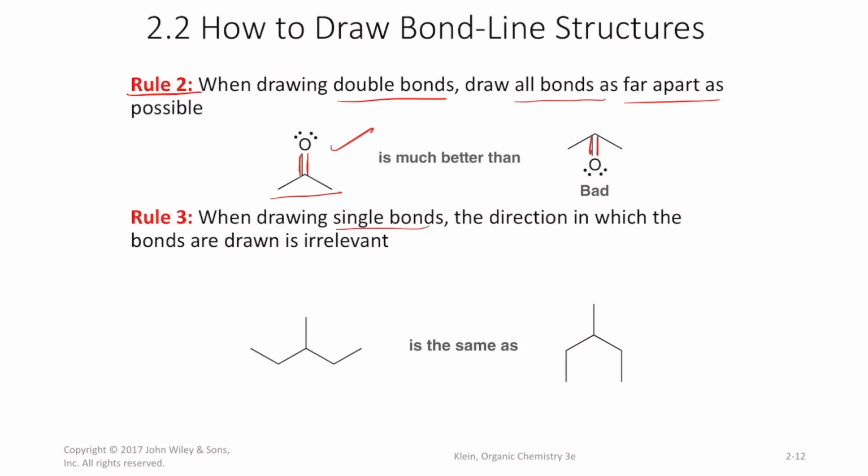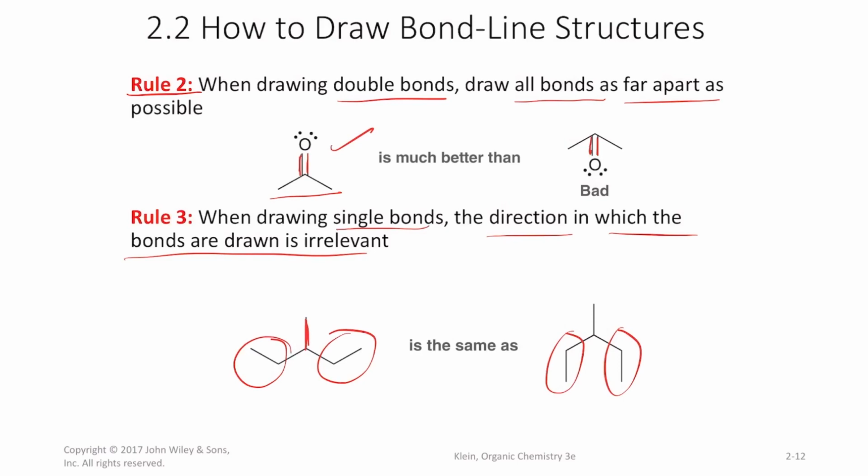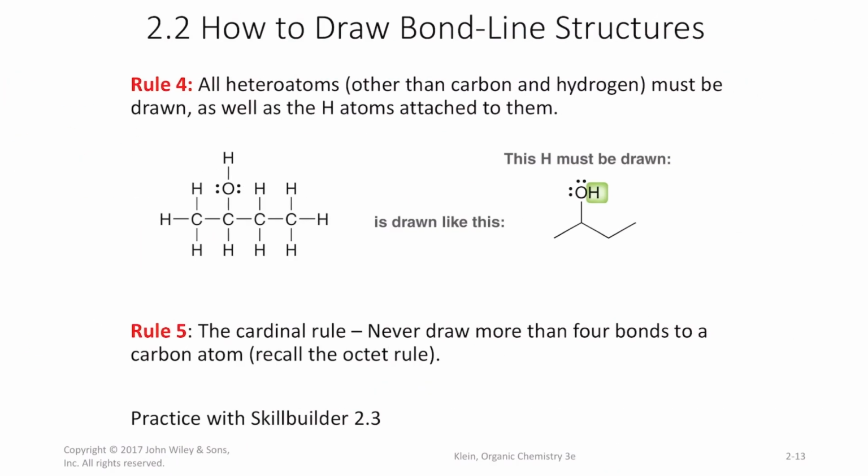Next, when drawing single bonds, the direction in which the bonds are drawn is irrelevant. Meaning that if you could draw a single bond, you can draw it parallel or you can draw it vertically. It doesn't matter because eventually the carbons are still the same. The way you draw does not matter.